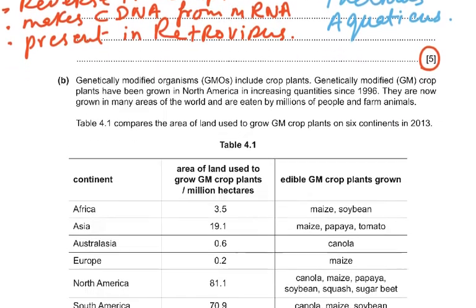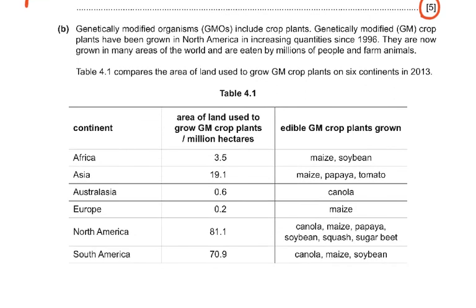Now coming to part B of this. Genetically modified organisms, GMOs, include crop plants. Genetically modified crop plants have been grown in North America in increasing quantities since 1996. They are now grown in many areas of the world and are eaten by millions of people and farm animals. Table 4.1 compares the area of land used to grow GM crop plants on 6 continents in 2013.